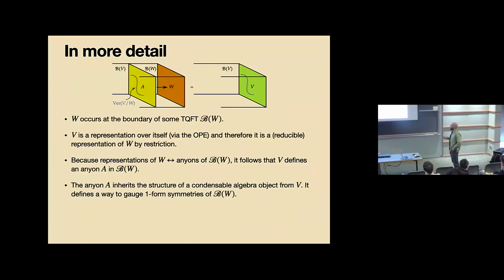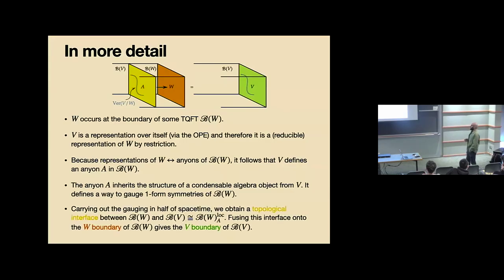And it's not just any anyon, but actually this anyon defines a condensable algebra object. Or I should say, it defines a way to gauge generally non-invertible one-form symmetries inside of this bulk TQFT V of W. And if you carry out this one-form gauging in half of spacetime, then you obtain some topological interface. And it turns out that if you fuse this interface onto W, then you get back V.